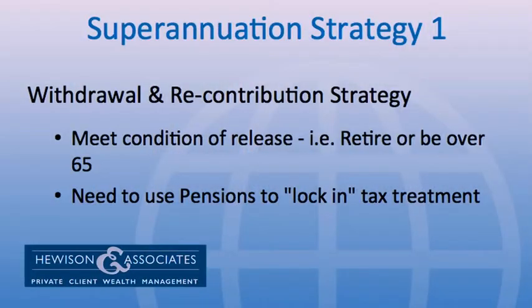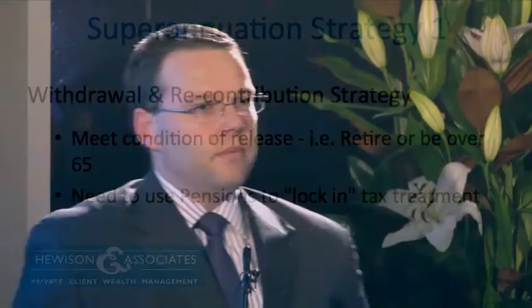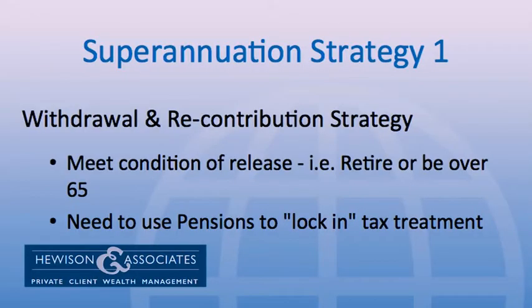There's a couple of critical points that need to be noted. You can't take money out of superannuation unless you've met a condition of release, and generally for most people that is you're over 65 or you have retired. Unfortunately, you can't just pull out the taxable benefits. You have to pull out the tax-free and taxable amounts in the same proportion as what they exist in the fund. The use of pensions makes this strategy more effective, because when you start a pension, the amount of tax-free benefit that is used to start that pension is locked in for the life of that pension.